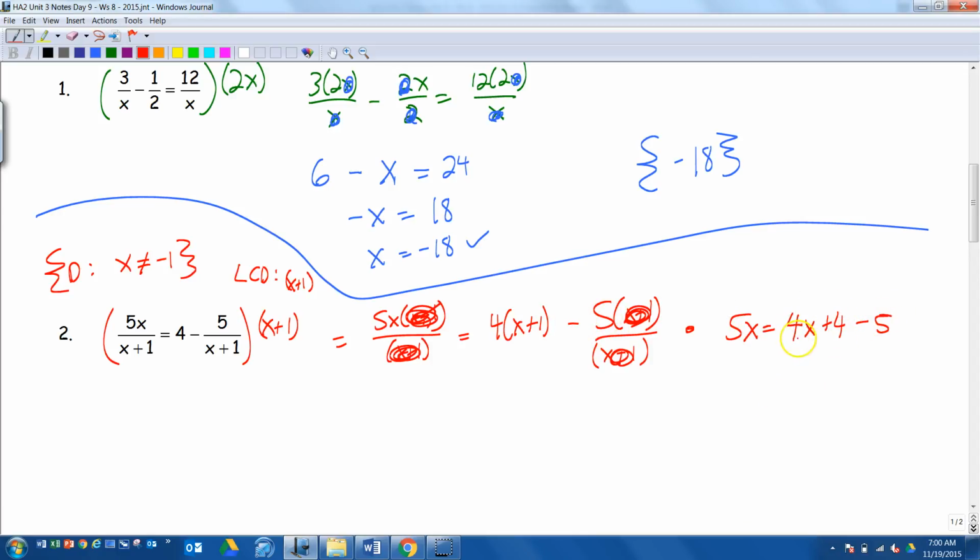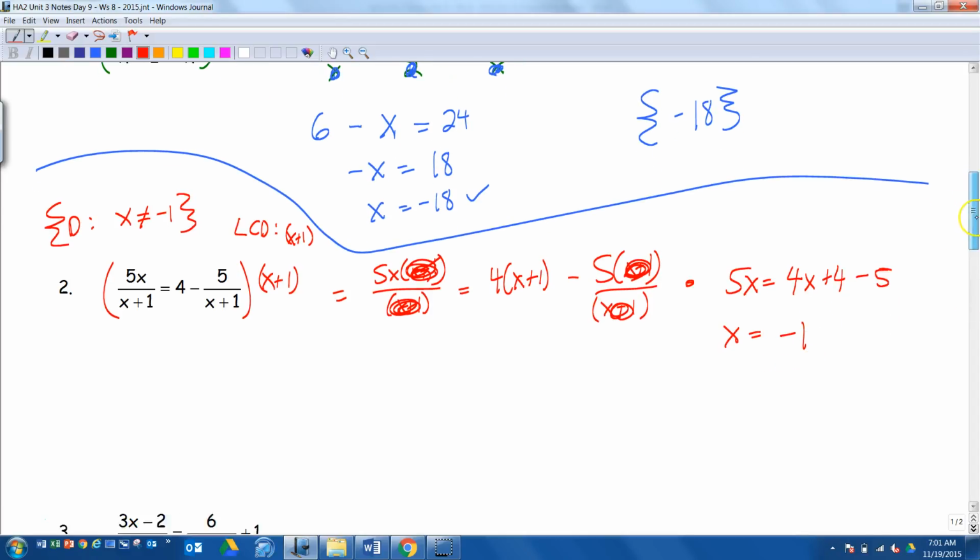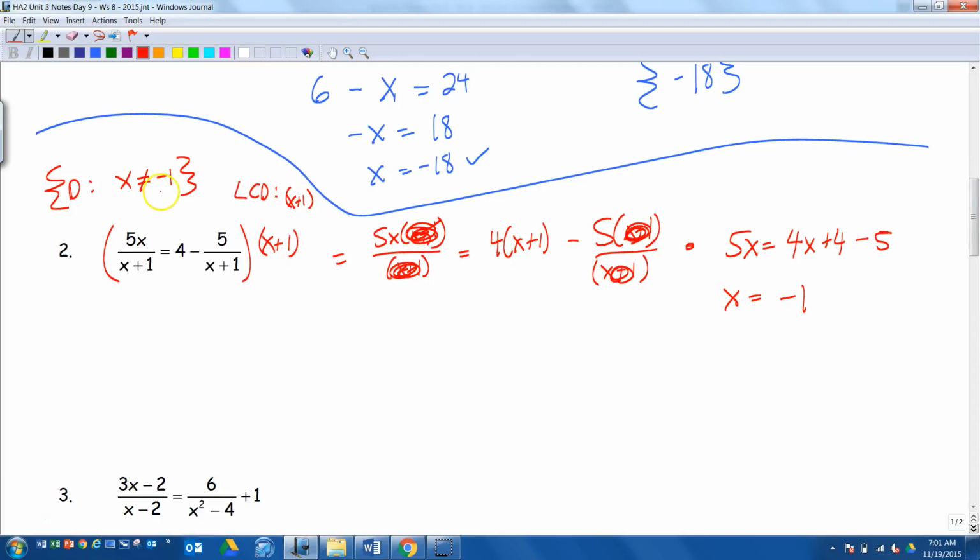I'm going to move this over. You get x is equal to 4 minus 5, which is negative 1. So that's what you get. However, again, when you get an answer, you check your domain. Uh-oh, we have a problem. We can't have negative 1. So that means that this is not a solution. And since we didn't get any other solutions, our final answer is that there are no solutions. We got an extraneous solution, though, of negative 1.